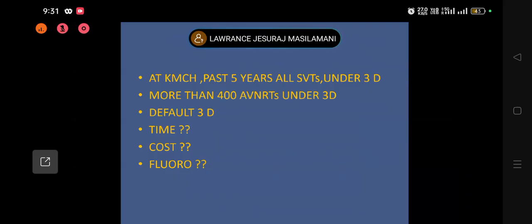I use default 3D. The time taken is very less because we use 3D regularly. My fluoro exposure is very low. AVNRT ablation on its own has very little fluoroscopic exposure, and I use fluoro rarely. So my AVNRT ablations hardly have any exposure.